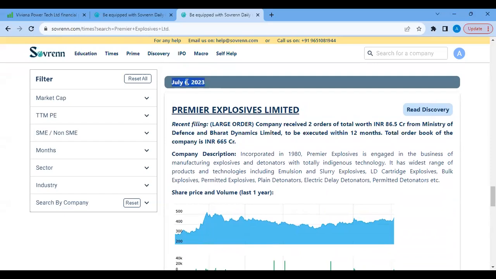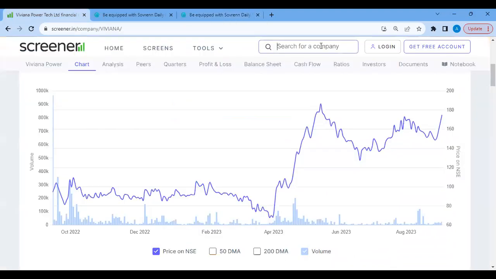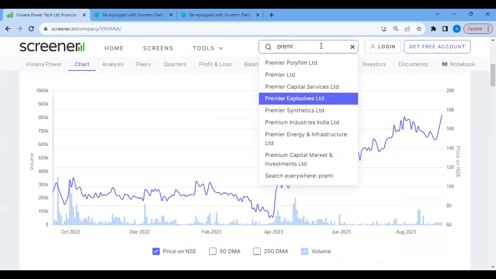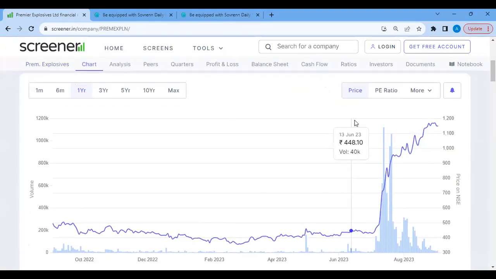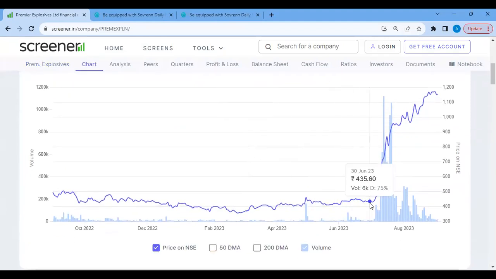Let us look at the date. July 6th. Let us look at Premier Explosives price on July 6th. Okay. It is super fun how things happen. What was the price of Premier Explosives on July 6th? It was 465. On July 6th, nothing happened to the stock. July 7th, what's the price? 478. Nothing happened. And see what happened after that.